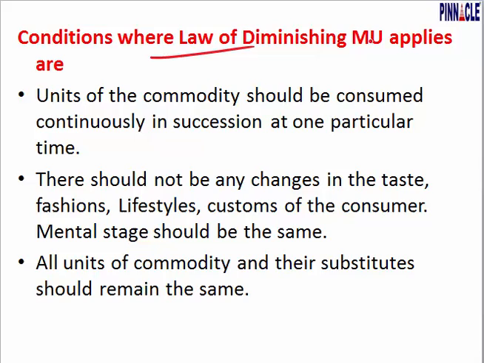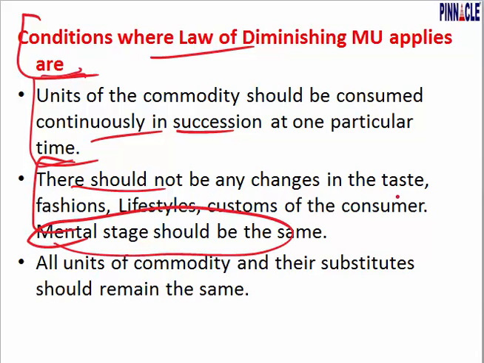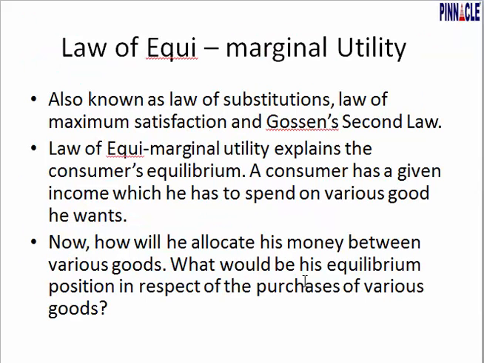The conditions where the law of diminishing marginal utility applies are these. Units of the commodity should be consumed continuously in succession at one particular time. You can say all chapatis should be taken on a continuous basis. You cannot say today 5 chapatis were taken and then you will measure your extra utility tomorrow. No, it must be in the same continuous succession. There should not be any change in the taste, fashion, lifestyle, or custom of the consumer. Mental state should be the same. All units of the commodity and their substitutes should remain the same. You can say the conditions are constant. Under constant conditions, or the given conditions, the law of diminishing marginal utility will apply.